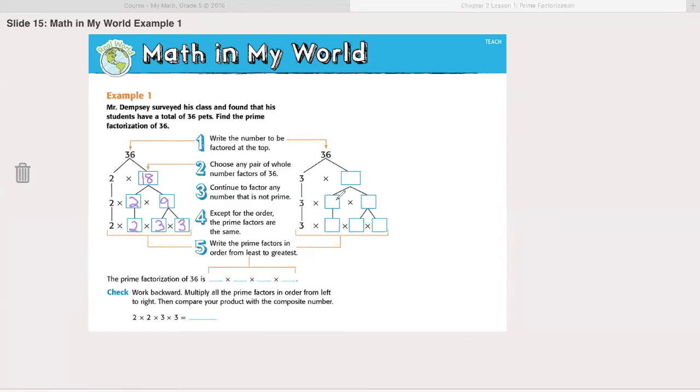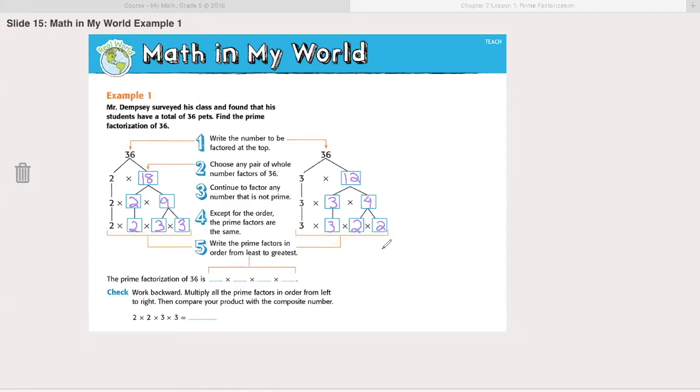Okay, let's do the same with the right-hand side. Now, if we had chosen 3 times 12, we would still need to break it apart further. 3 is a prime number, so it's good to go, but we would still need to break down 12 into 3 times 4. 3 is prime, but 4 still needs to be broken down further into 2 times 2.